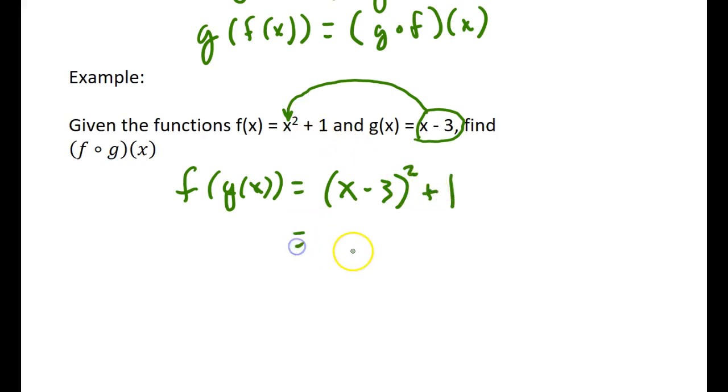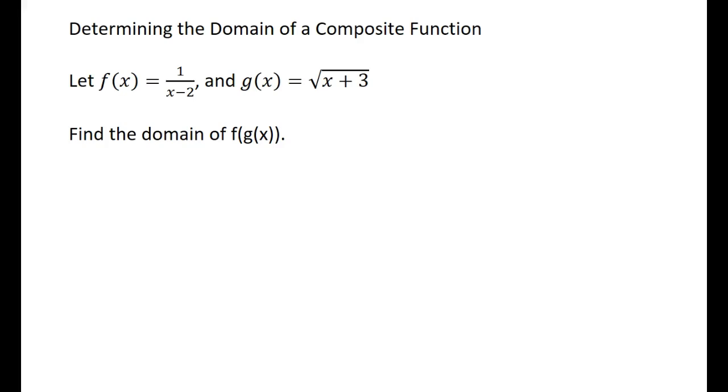Okay, and let's go ahead and multiply that out. So it's going to be x squared minus 6x plus 9 plus 1, and our final answer, x squared minus 6x plus 10.